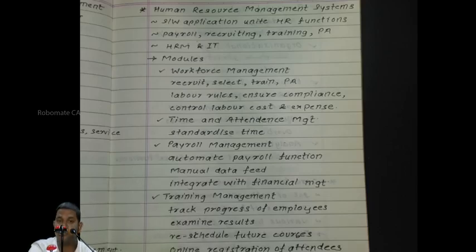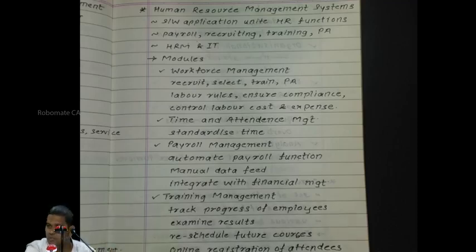Then about the training of the employees, that's called training management. Whenever we are training, we are tracking the progress. If we are training and that person is not showing any response, there is no point in training them. Whatever exams we are conducting, we will examine the results, and depending upon the results, we can schedule the next date when the training will proceed. This training management also includes the online registration process where the employees can enroll themselves for training, and an automatic update of the skills of the people will be done.